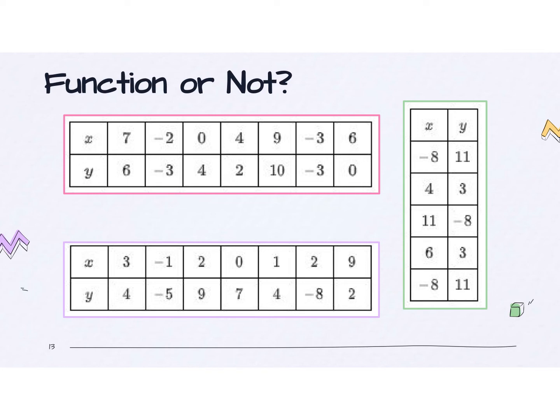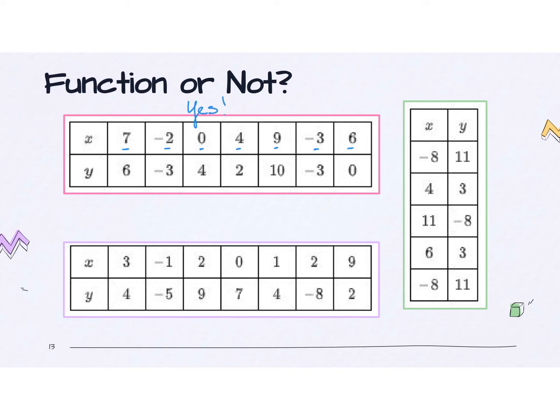Let's take a look at some of our values inside our table. I see that we have a 7, but no other 7 as I go through, and no other -2 or 0, 4, 9, 13, or 6. So I am actually putting in a unique value for X each time and getting out a unique value for Y each time, which means that this pink one on the top is, yes, a function.